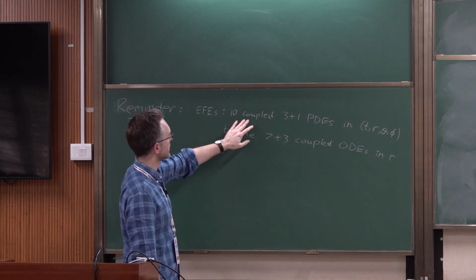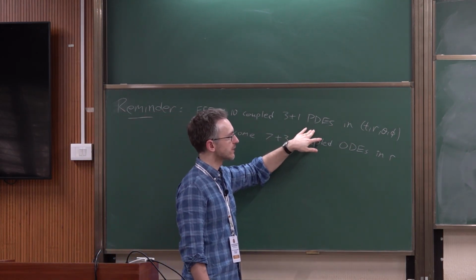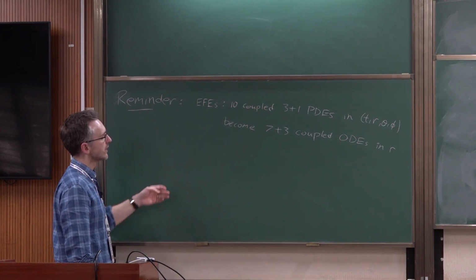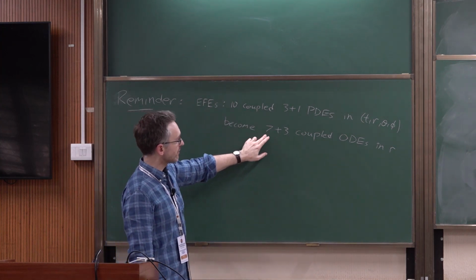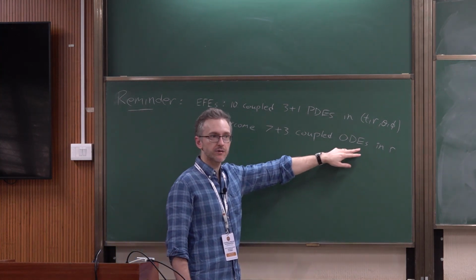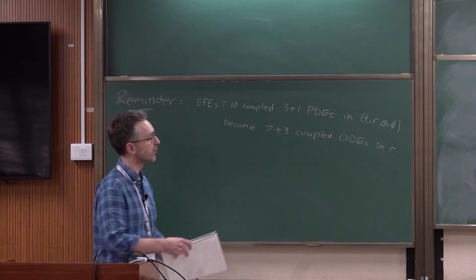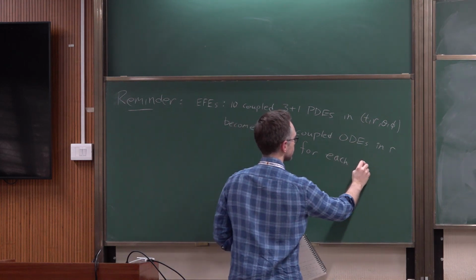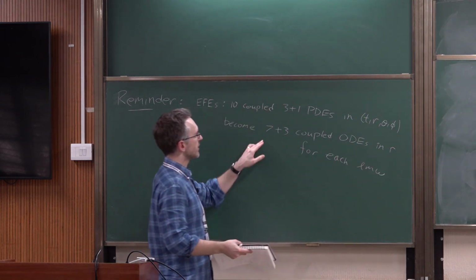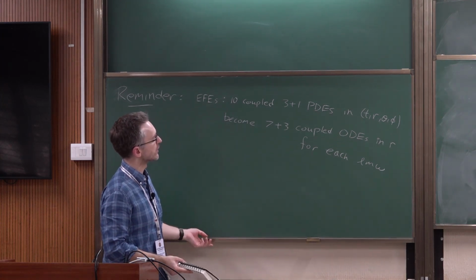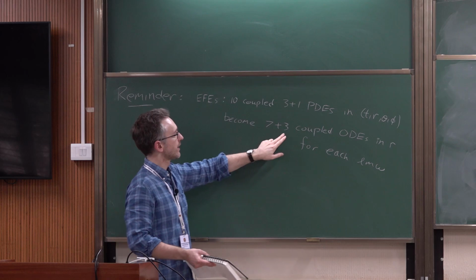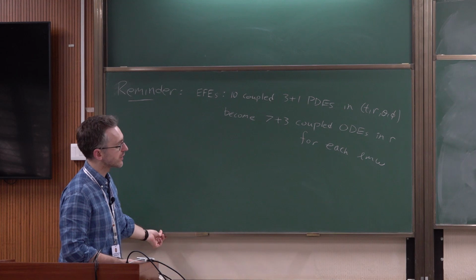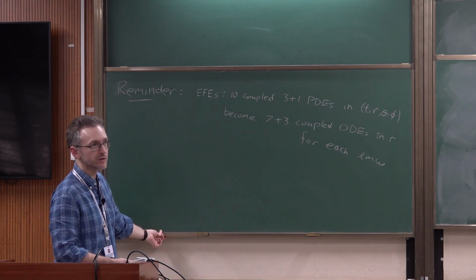And so when we started with 10 coupled 3+1 PDEs in t, r, theta, phi, once we use our separability ansatz, we end up with 7 coupled ODEs in r for each lm omega mode. So this is for each lm omega: 7 coupled ODEs for the even parity coefficients, and 3 coupled ODEs for the odd parity coefficients. And that's without using any of our gauge freedom, so you can reduce that number of equations using gauge freedom.